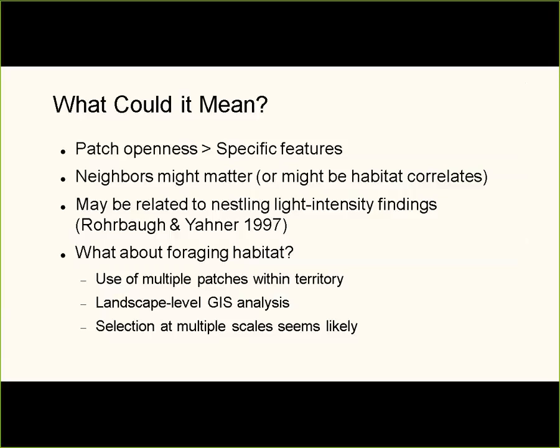And then another question is, what about foraging habitat? All of this is asking about where they nest, but what about where they forage? As raptors, kestrels can wander pretty widely when they're looking for a place to hunt. They probably use multiple patches within a given territory. So I'm going to be doing a landscape level analysis using GIS. And like I said, it's probable that they're selecting at several scales. So we'll see how much the whole landscape figures into this. And it could be that that whole landscape level sort of overrules all of these other smaller variables.